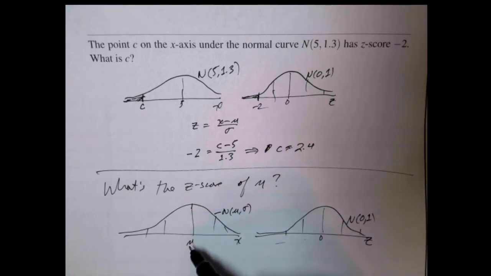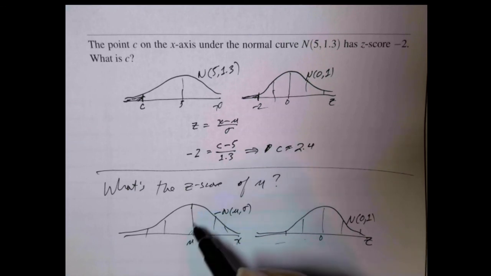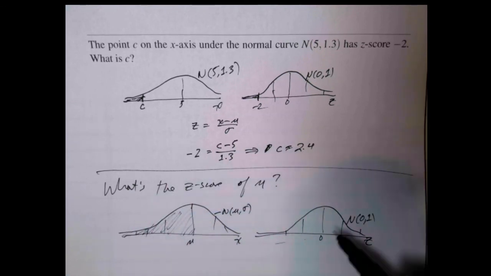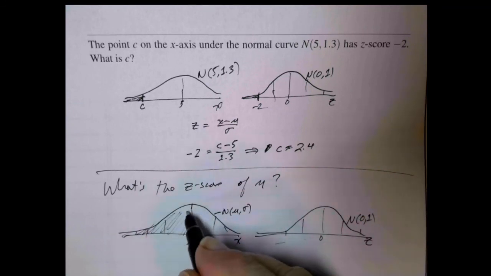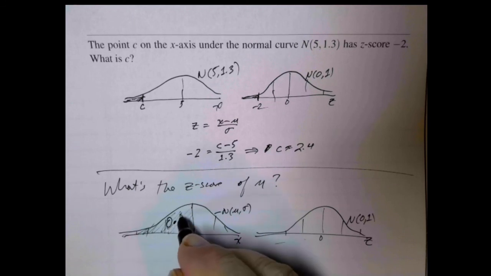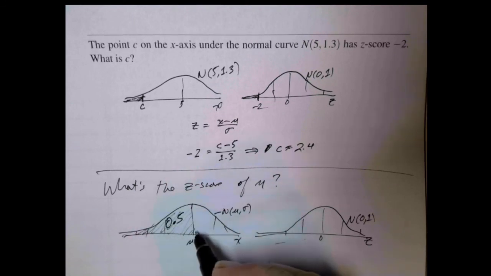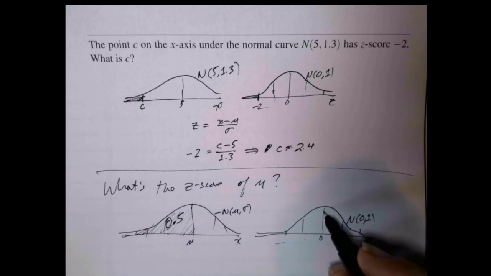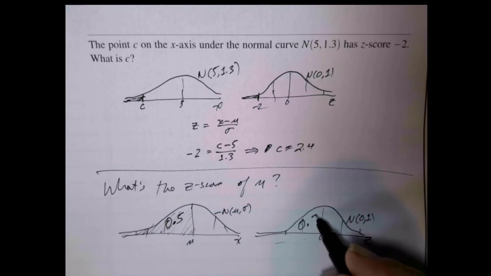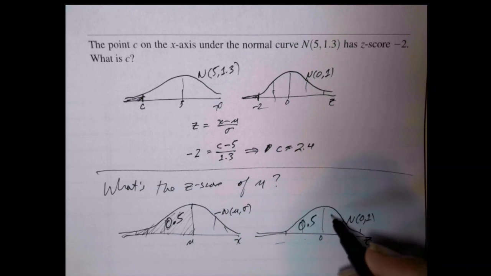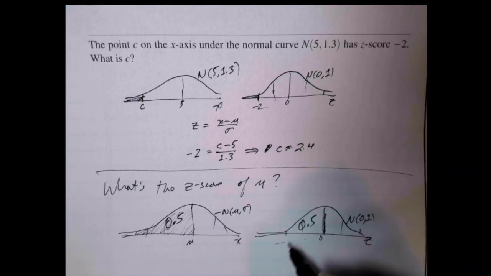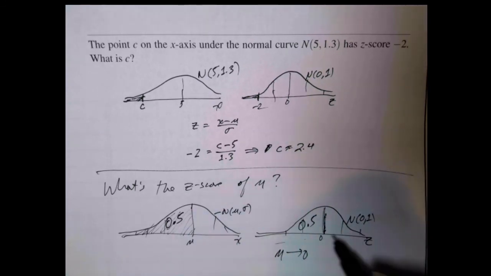What has to be the case is that the area to the left of mu over here has to be the area to the left of its z-score over here. And the area to the left of mu is just going to be 0.5. Right? Half the area is to the left of the mean under a normal curve. So that has to be true over here too. The area to the left of the z-score of mu has to be 0.5, and so mu has to transform over to 0. The mean over here has to transform to the mean over here. All right.